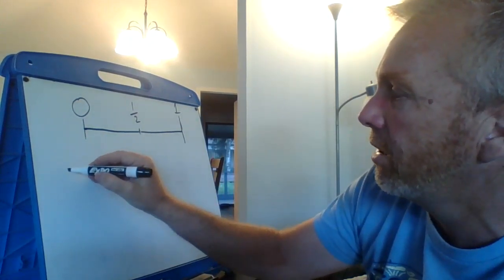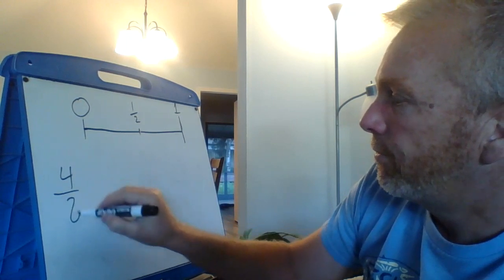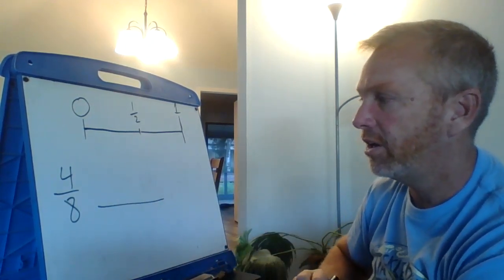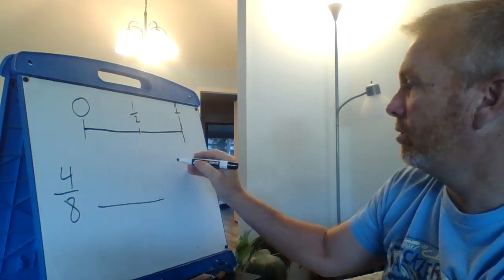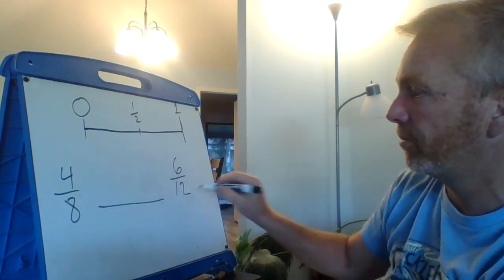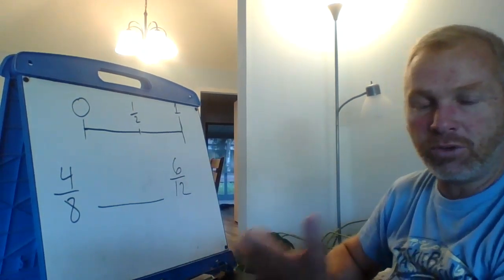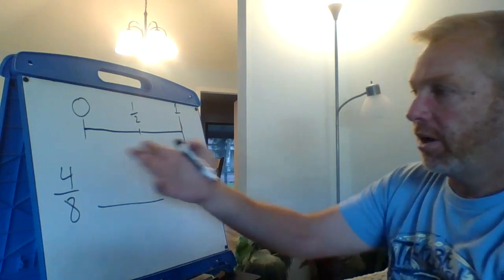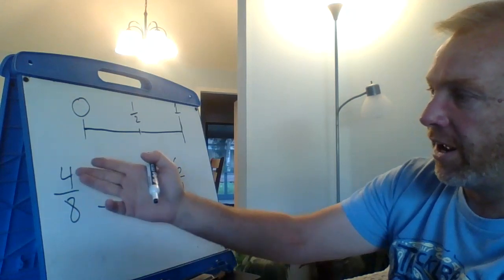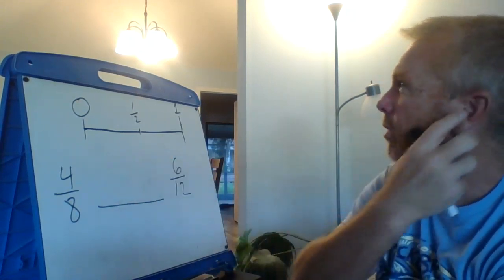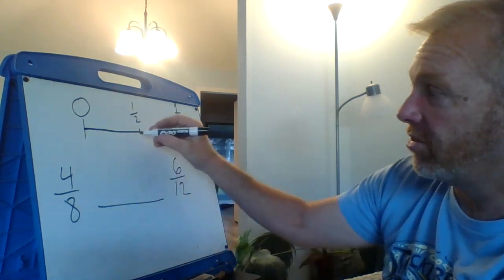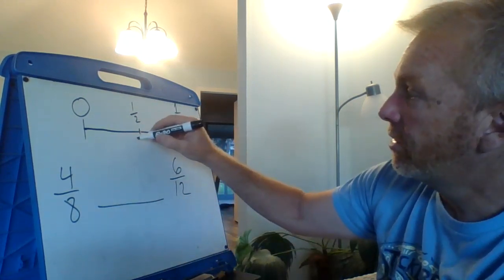So I'm going to say 4/8, greater than, less than, equal to, let's do 6/12. First thing we need to do is look at the relationship, numerator to denominator. This one's cut into 8, and I have 4 of the 8. Well, wait a minute. 4 is half of 8. So 4/8 is equal to, or equivalent to, 1/2.